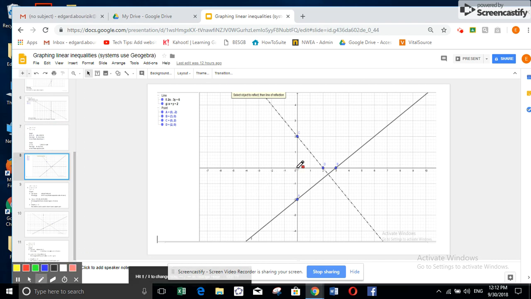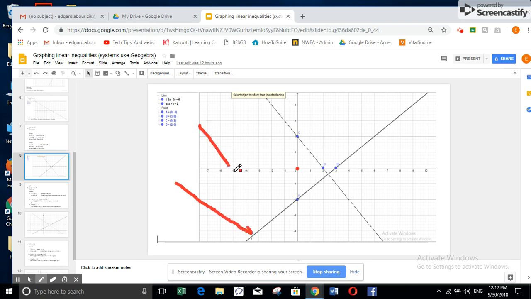So where the origin is here, this part is wrong. So if I pick any point here, it will be all wrong. If I pick any point here and I replace it in the inequality, the equation will be true. So I shade that part here. So this part I don't want it, so I get rid of it.